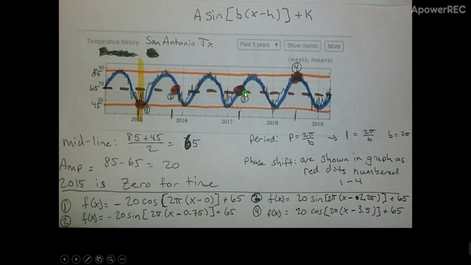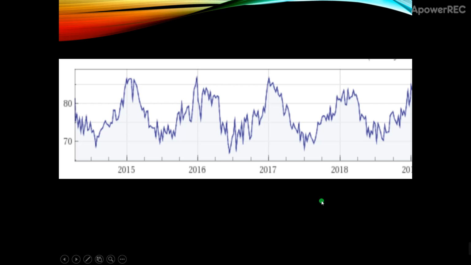Point 3 is starting on the midline and going up, so it's going to be a positive sine, and it's phase shifted over about 2.25. So that's this one. And point 4 is going to be at the top going down, so it's going to be a positive cosine, and it's phase shifted 1, 2, 3.5. So that's that one. And so now go ahead and make your own graphs for your own equation off of this graph.